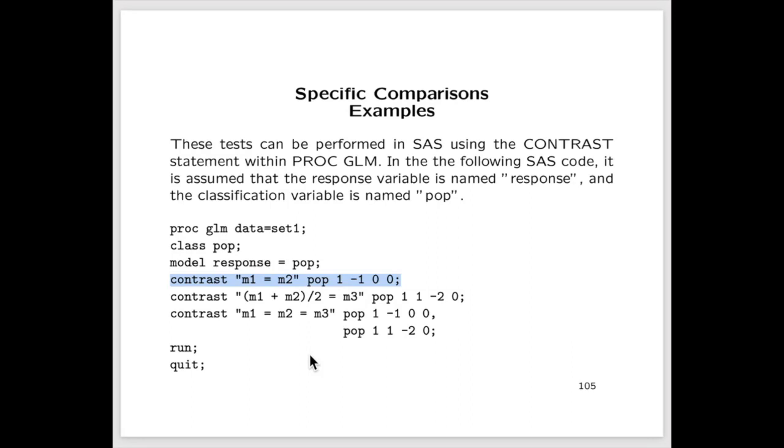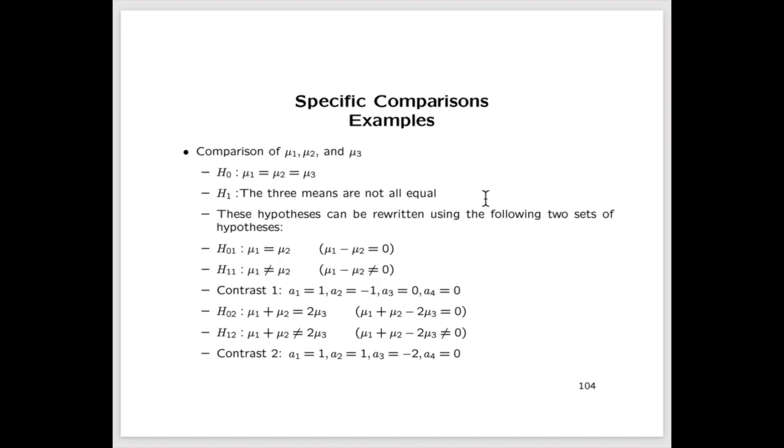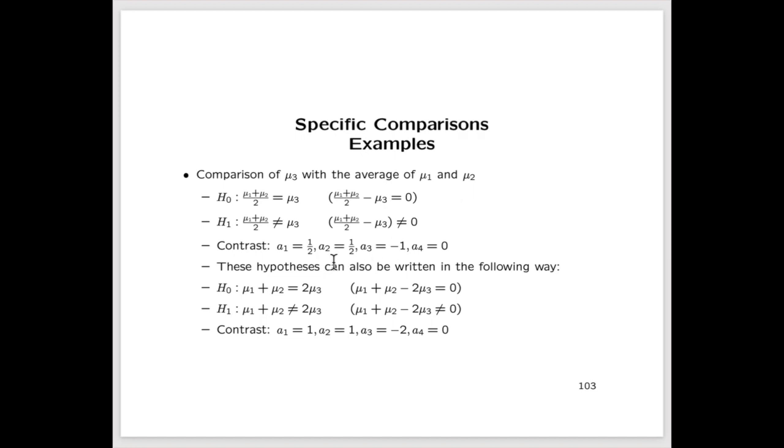Okay, then in order to perform this specific comparison, so comparing the mean of population 3 with the average of the means of populations 1 and 2, we see here that we could either use coefficients A1 equal to 1/2, A2 equal to 1/2, A3 equal to -1, and A4 equal to 0, or we could use the coefficients A1 equal to 1, A2 equal to 1, A3 equal to -2, and A4 equal to 0.